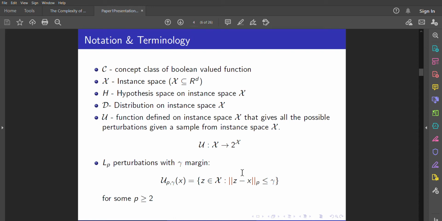Next, let us go over the notation and terminology that is used in the paper. C represents the concept class of Boolean valued functions. X represents our instance space, which is a subset of the d-dimensional real space. H represents our hypothesis space on instance space X. D is the distribution on instance space X. U is the function defined on instance space X that gives all the possible perturbations given a sample from instance space X. And L_p perturbations with gamma margin represents the set of all perturbations whose distance from X is less than gamma when measured using the L_p metric. And we shall consider the values of p which are greater than or equal to 2.